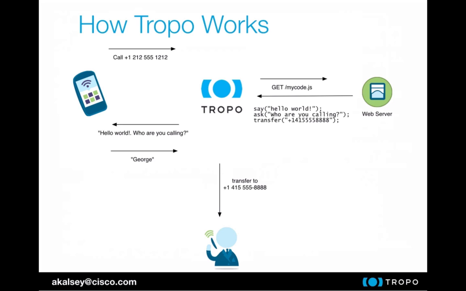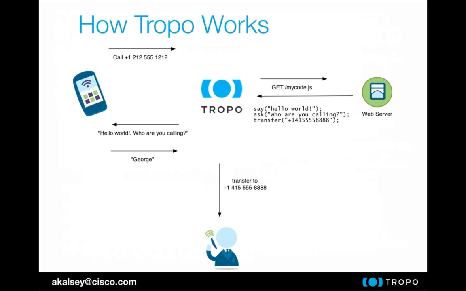The way Tropo works, a call comes into your Tropo telephone number. In this case, it's country code 1-212-555-1212. I've bought that telephone number from Tropo. I call that. Tropo goes out and fetches my code. So it downloads my JavaScript code, my PHP code, whatever, from a web server. It could be your web server. We can host it for you. You can host it on our side. We fetch that code and we execute it inside the Tropo application, the Tropo runtime.